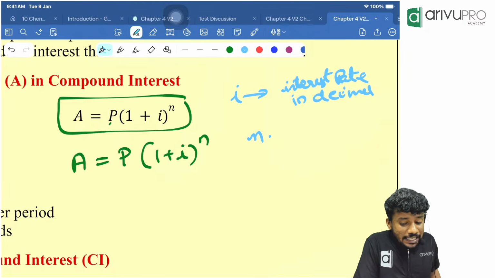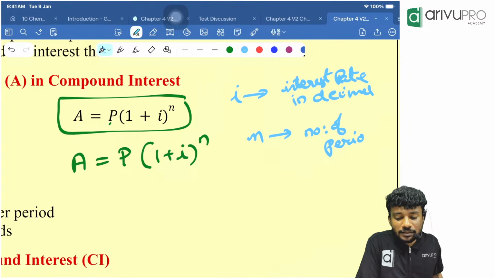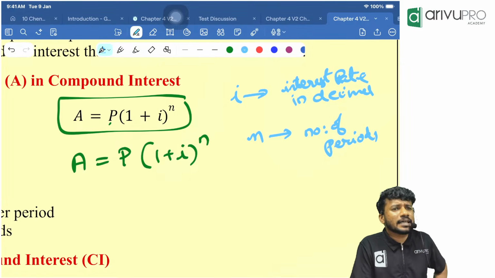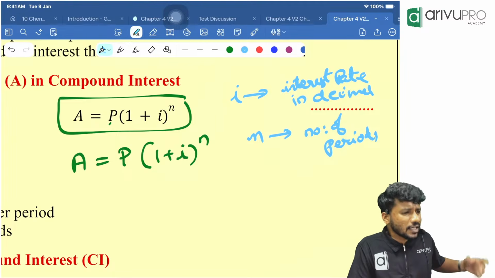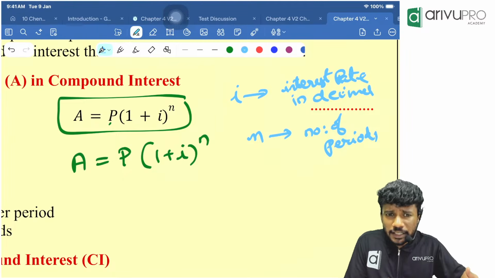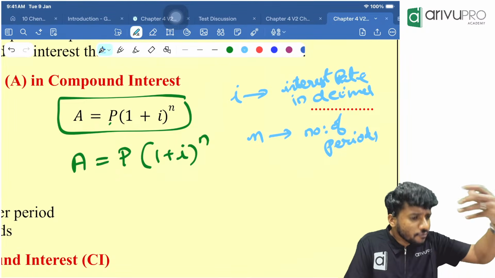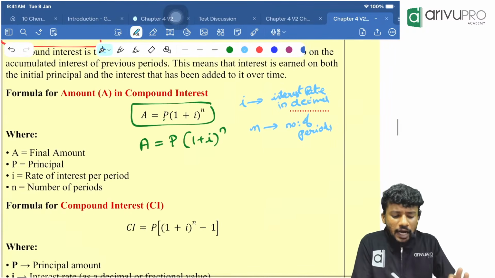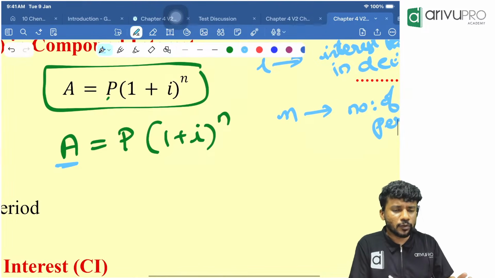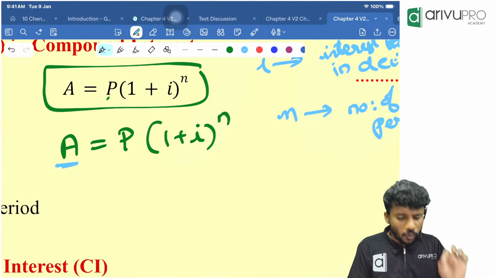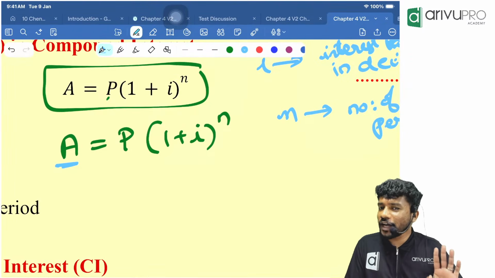Then n is called the number of periods. How many periods are there? If it is like 5 years, or for certain types of compounding, based on that I will talk about this n. I will speak about it in a few minutes. Then I have the amount value. Amount is principal into (1 plus i) the whole power n.